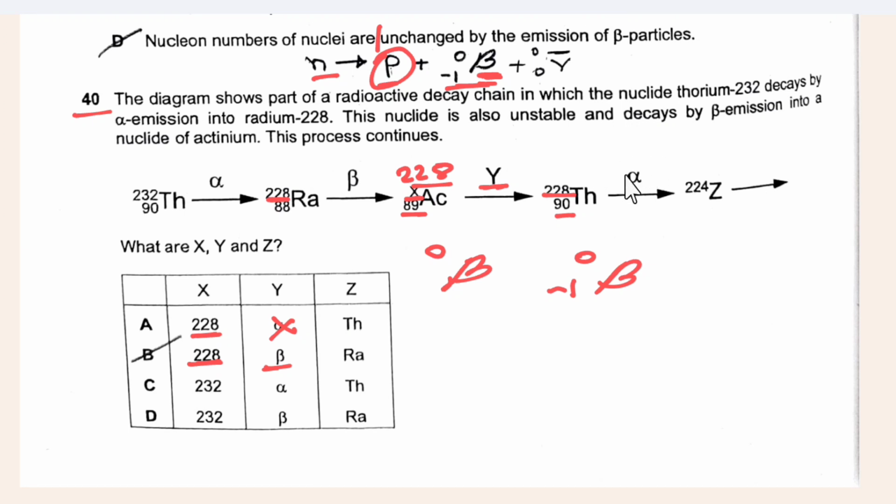Then by alpha emission, alpha has a mass number of 4 and a proton number of 2. By alpha emission, the mass number decreases by 4, so the proton number must decrease by 2, that is 88. So what is Z? The proton number of Z is 88 and the proton number of Ra is 88, so Z must be Ra, because the neutron number is different due to different isotopes, but the proton number is the same. So the option is B. B is correct.